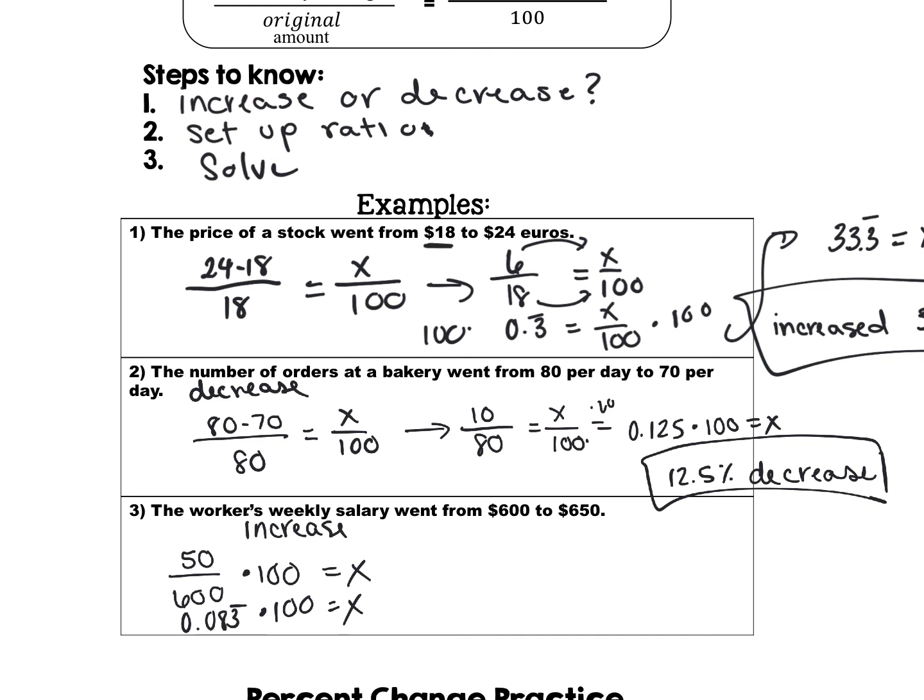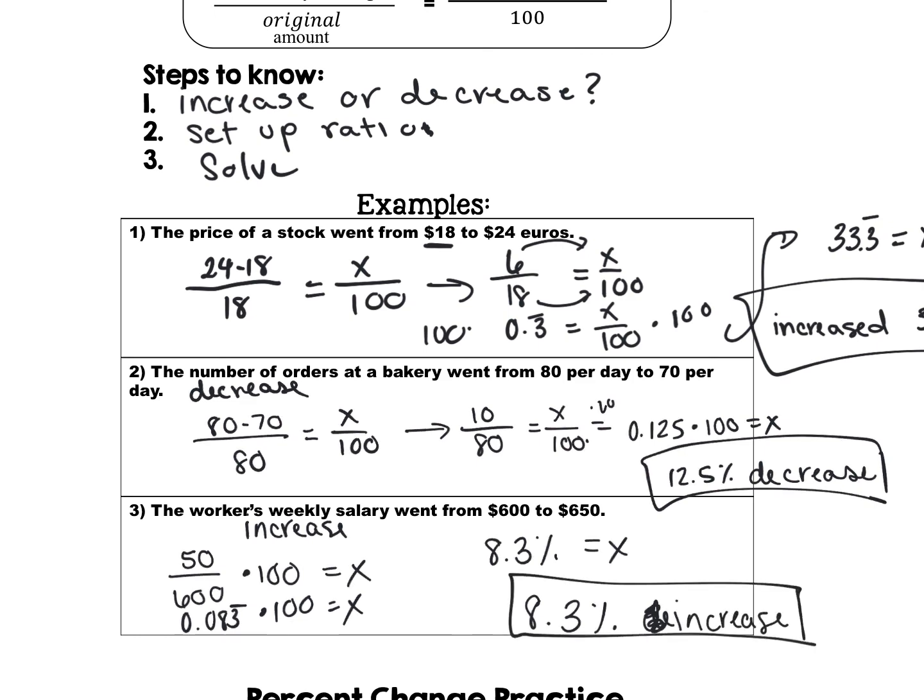So our x should be 8.3, and we're just going to round to 8.3%. That's our x, so it's 8.3% decrease. Not decrease, sorry guys. Increase, we said increase already. And that's your answer. Remember, you always have to label it increase or decrease, and that's how percent change works.